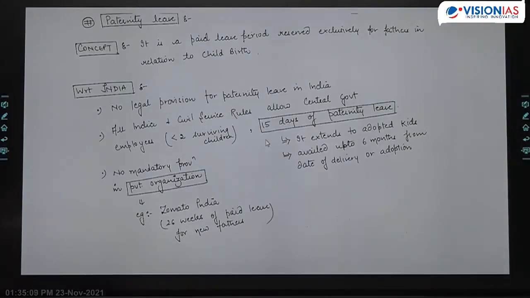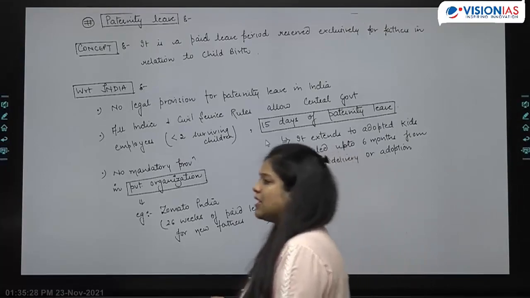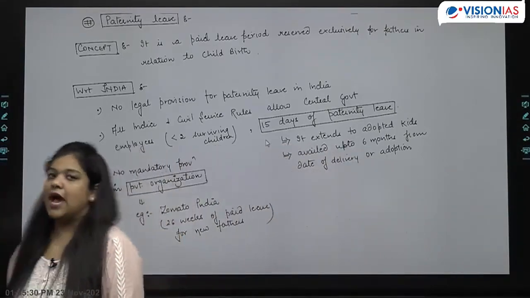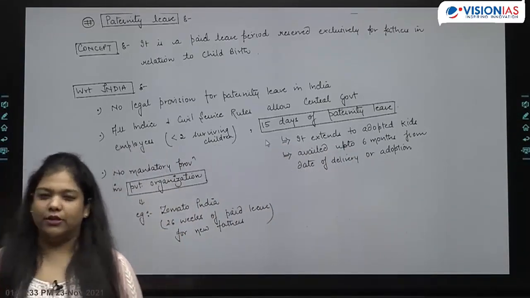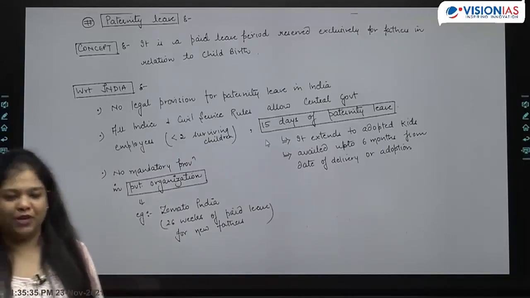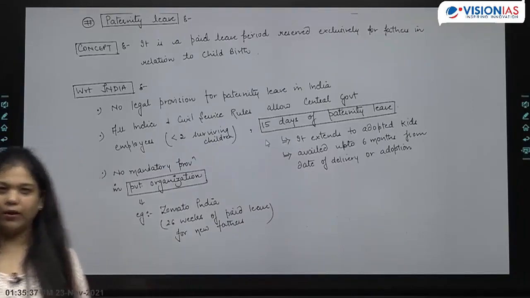Then the next topic that we have is paternity leave. Obviously, paternity leave is concerned with the leave which has to be provided to the father with respect to the childbirth. In India में कोई legal provision नहीं है. हाँ, central government employees को having less than 2 surviving children, the paternity leave of 15 days is provided, and that is also applicable to the adopted kids. And it has to be availed before the lapse of 6-month period, either after delivery or adoption.